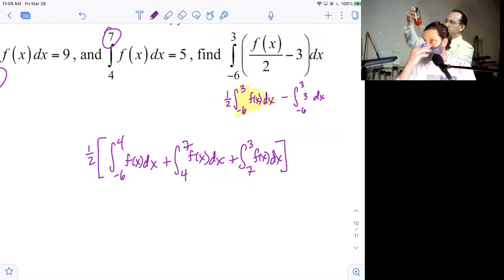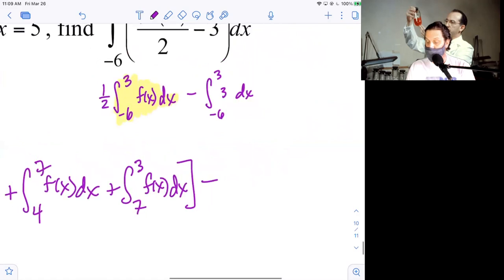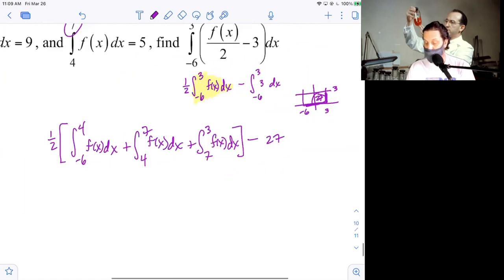Now, if you want, instead of writing the integral on this last one, since you did split it up, you can evaluate that. Here's 3, right? And you're going from -6 to 3. So that's 9 units here and 3 units there. What's 9 times 3? 27. So you could call that 27 if you want.